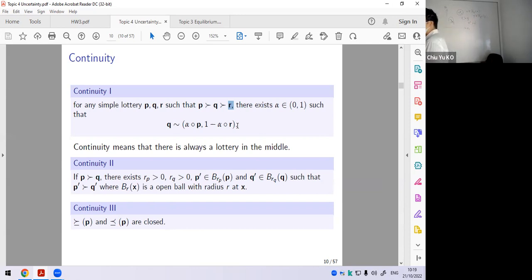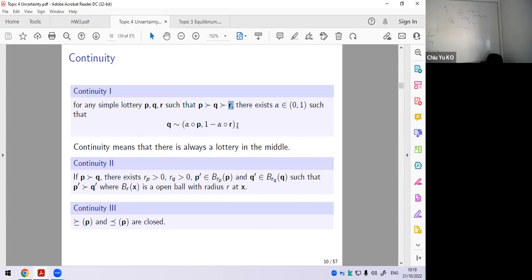So actually it means that if X is strictly better than Y, something nearby X is also still strictly better than Y. Is that clear? Let me repeat the statement. We learned it before: X is strictly better than Y, so there's something nearby X that must still be strictly better than something nearby Y. You can make the neighborhood as small as you want.